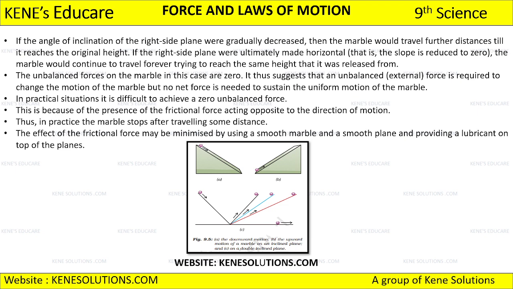If the right side plane were ultimately made horizontal, that is, the slope is reduced to 0, the marble will continue to travel forever trying to reach the same height it was released from. It becomes difficult for the marble to reach the same height again because of the unbalanced force. The unbalanced force on the marble in that case will be 0.